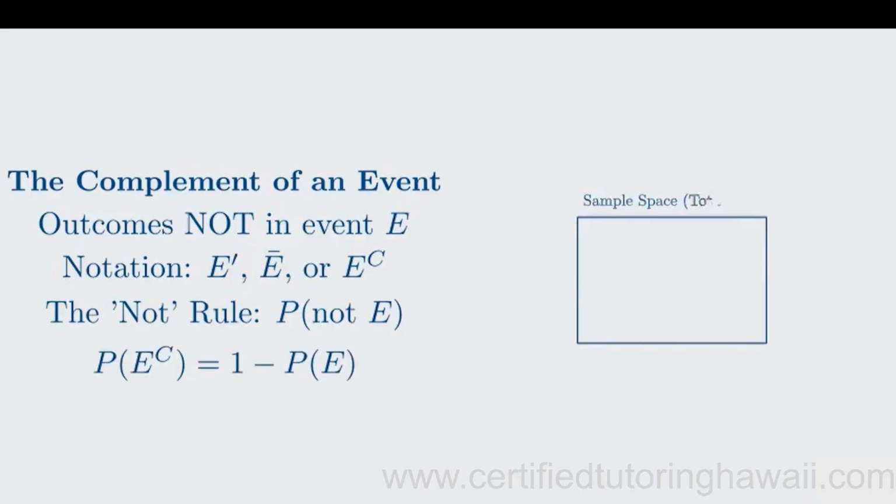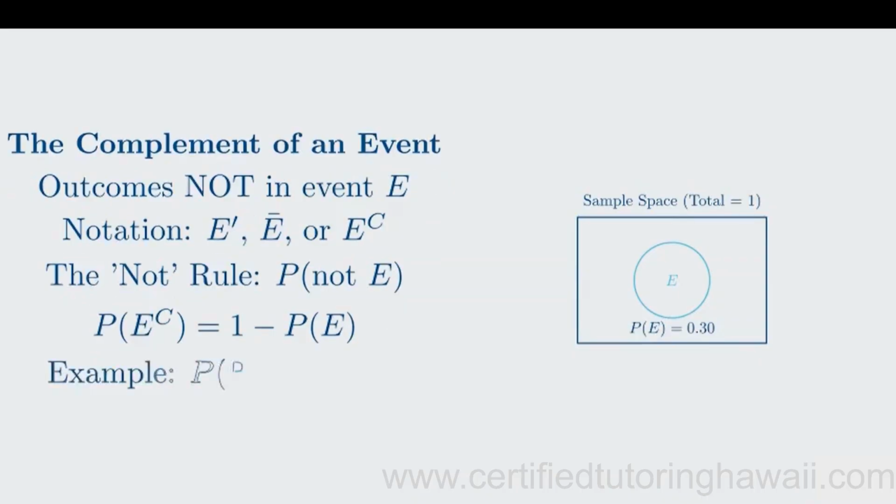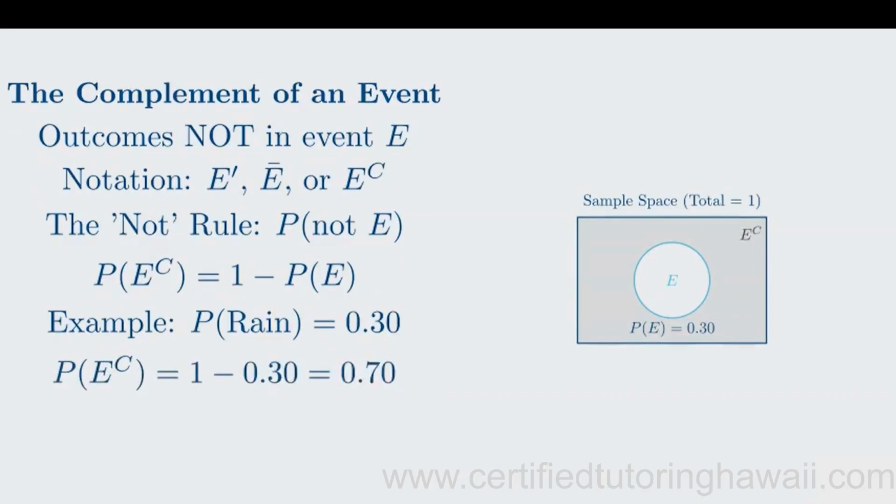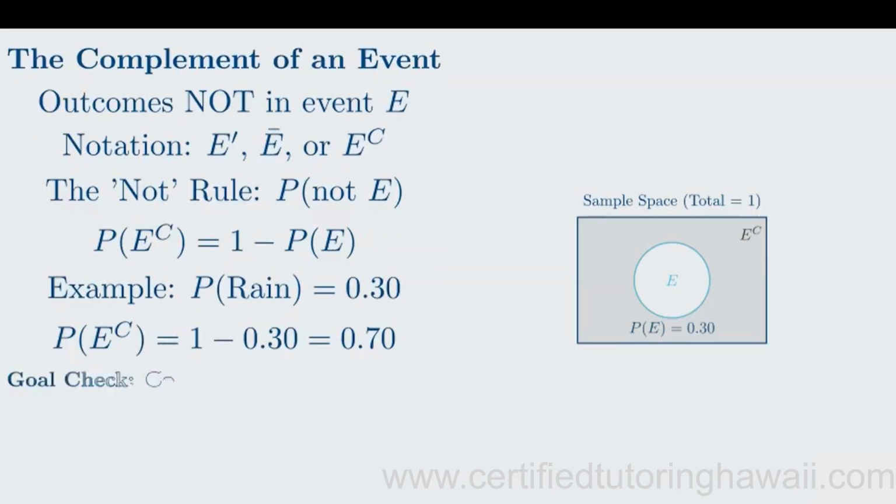Imagine a weather forecast says there is a 30% chance of rain today. We can define event E as it rains. If P of E is 0.30, then the probability of the complement, that it does not rain, is 1 minus 0.30, which is 0.70, or 70%. By using this subtraction rule, you can quickly find the likelihood of an event failing to happen, provided you know the likelihood of it happening.